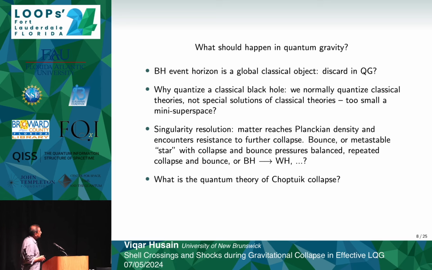Then the other main observation about what to expect in quantum gravity is singularity resolution. And the general thoughts there, intuitive ideas there are that matter reaches some Planckian density and it encounters some resistance, bounces, and the bounce can lead to several outcomes. Metastable star, which sounds like it's going to be very unstable because there'll be some resistance to further collapse. Matter wants to collapse, quantum gravity pressure resists it, so you might get something metastable, which is unstable.